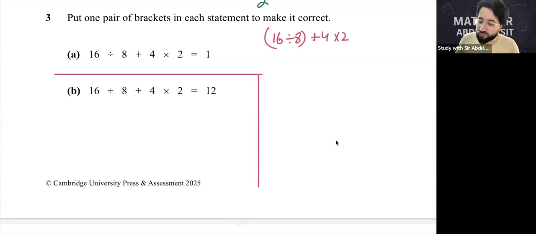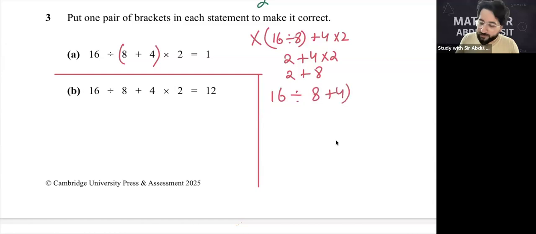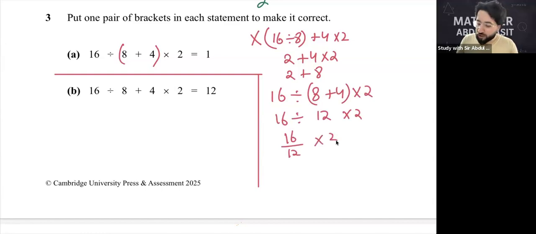16 divided by 8 is 2, and 2 plus 4 into 2: 4 2s are 8. So 2 plus 8 is 10. So this is not the right thing. This is my false attempt. Let me try another one. 16 divided by 8 plus 4 in the bracket, multiplied by 2. So 8 plus 4 is 12, and 16 divided by 12 multiplied by 2. 16 and 12 can both be cancelled by 4, so 4 divided by 3 multiplied by 2 is by no means 1. So this is also a wrong attempt.